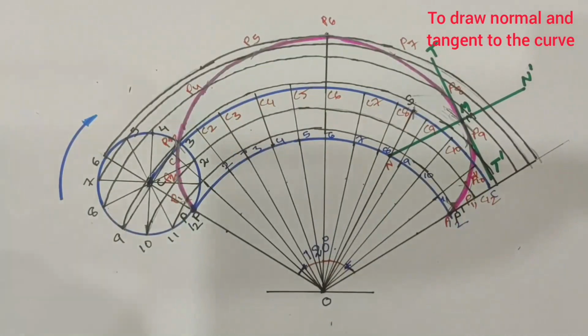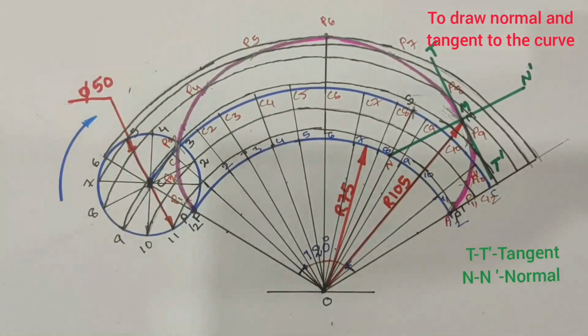Now we'll do the dimensioning. That's about the construction of epicycloid and drawing normal and tangent to the epicycloid.